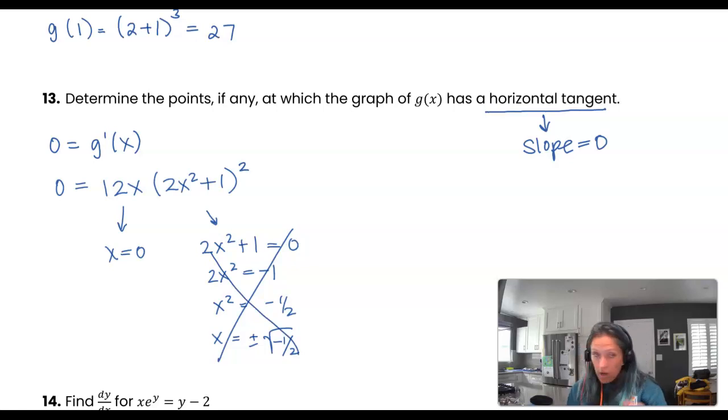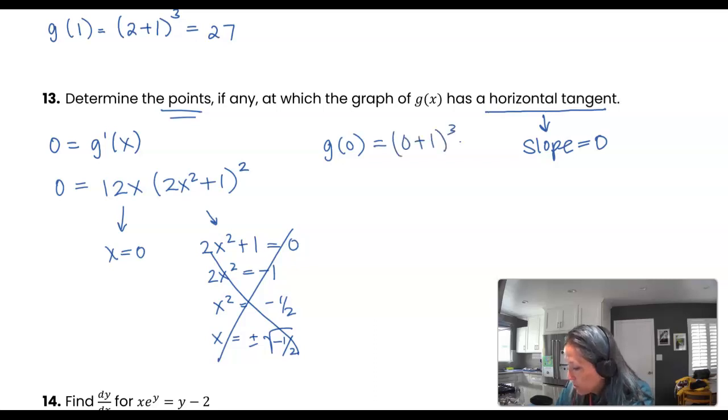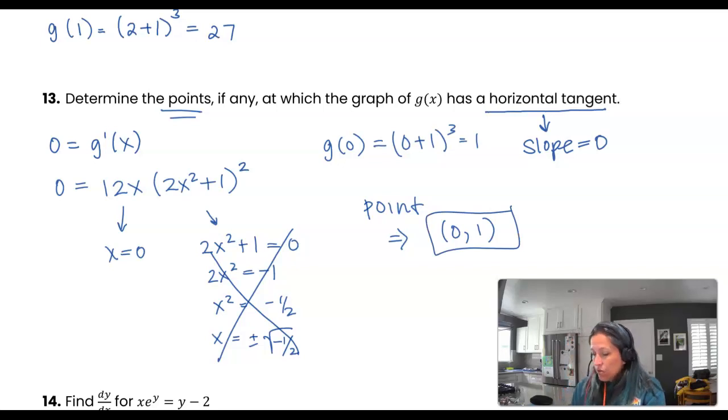So there's only one x value that would give us a horizontal tangent, that is x is equal to 0, which we can then plug back in because it does ask for a point. So we need to know what the y value is. So g of 0 is 0 plus 1 cubed, which is 1. So the point at which we have a horizontal tangent is (0, 1). All right, so that was 12 and 13, complete with a lovely transcription error by yours truly.